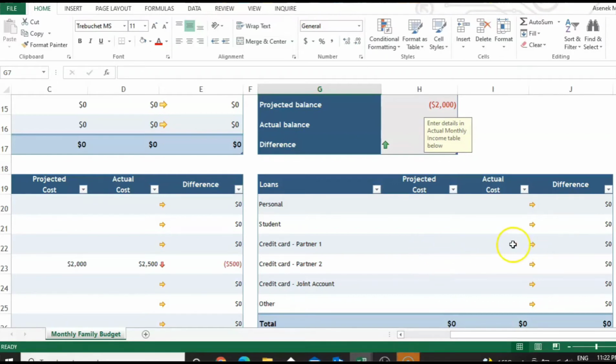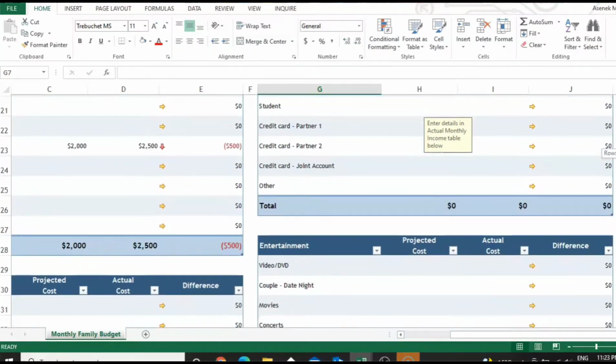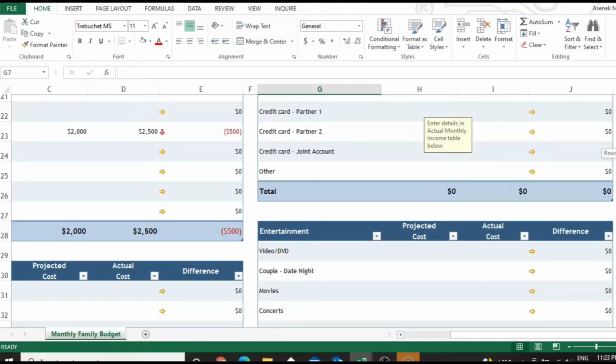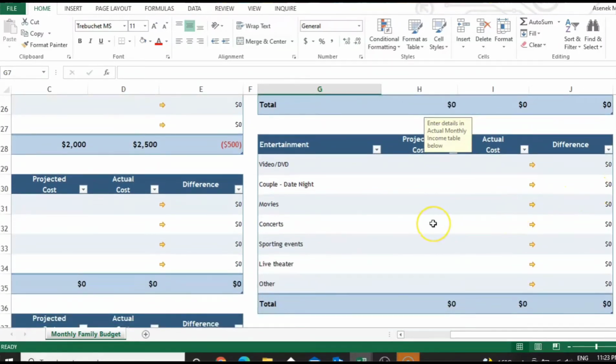You have the option of actually entering that cost in here, and you can compare that to previous months and see how well you're doing in paying those debts, because this is actually important and it will help with your credit scores. The entertainment category is simply for budgeting for entertainment, like date nights for couples, movies, concerts, sports events, live theaters. If you're interested in stuff like that, it's important for you to budget for that and put the actual cost of how much you allocate for that.